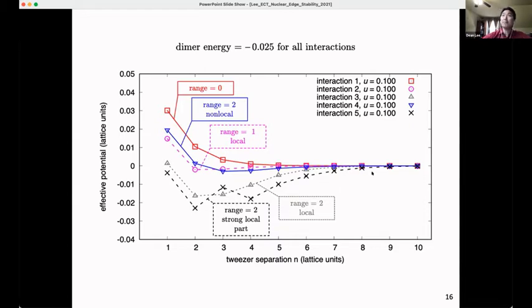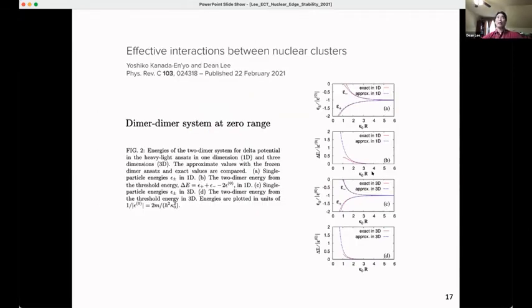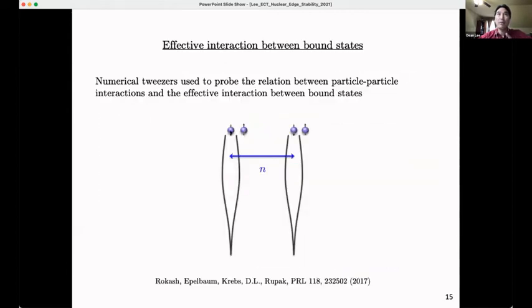So we followed up on this with a paper, Yoshiko and I did the study not too long ago, where we went back to this dimer-dimer system, and we solved it exactly, where we pinned down these downspin particles, giving them infinite mass, essentially.